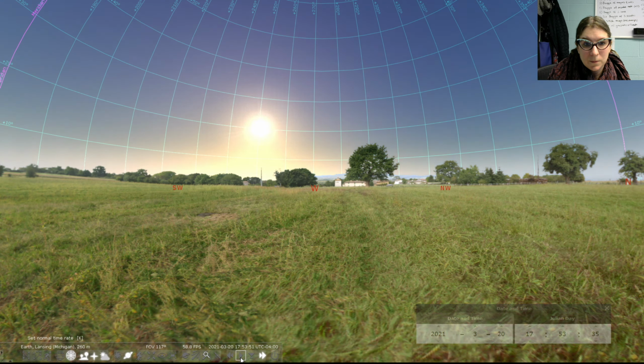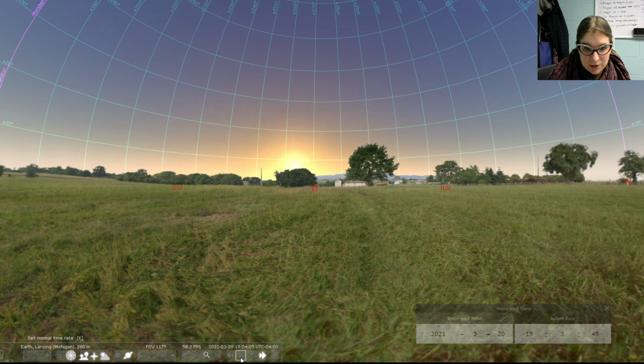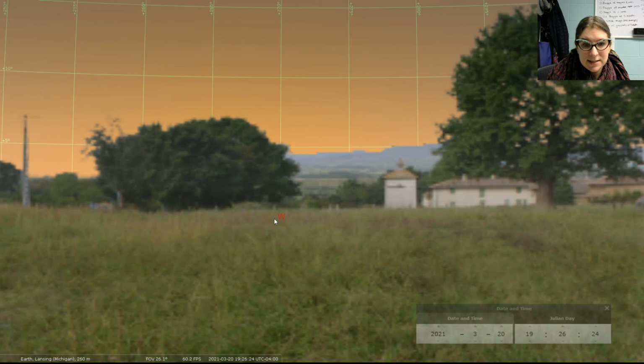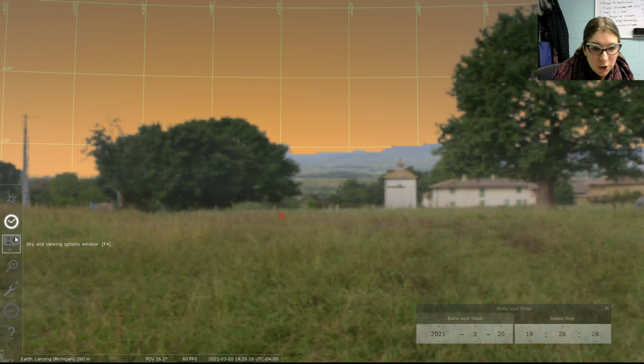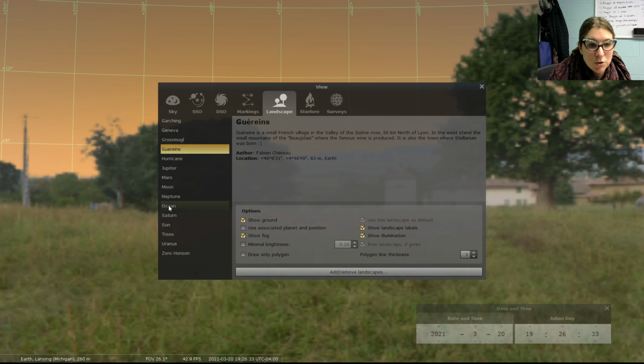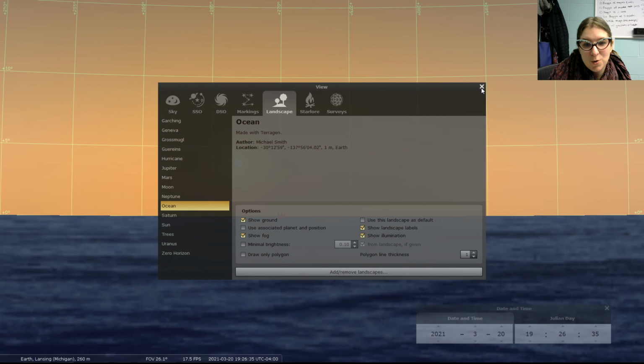All right. Here we go. I'm going to try to pause it right there. It's a little hard to see because we have trees in our way. So let's, you know what, we have the power to change our trees in here. So let's go ahead and do that. I'm going to change our landscape to the ocean where there are no trees.